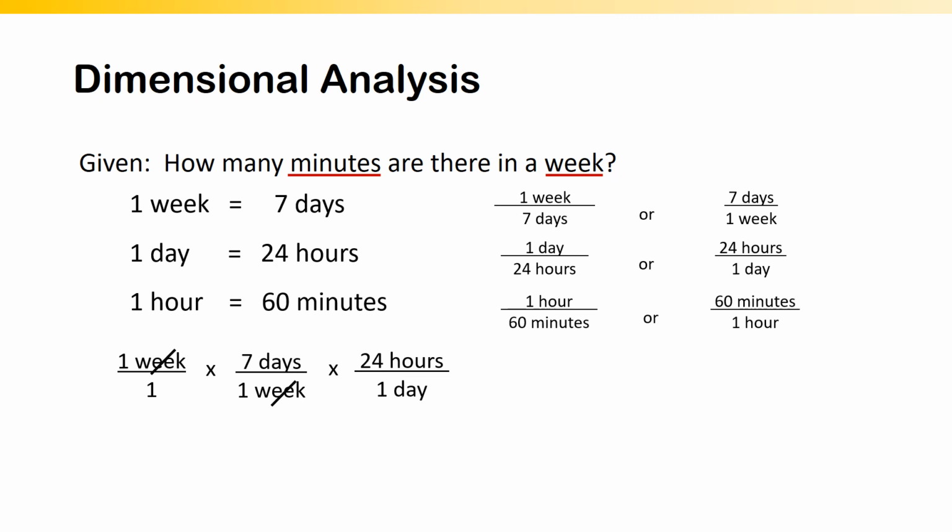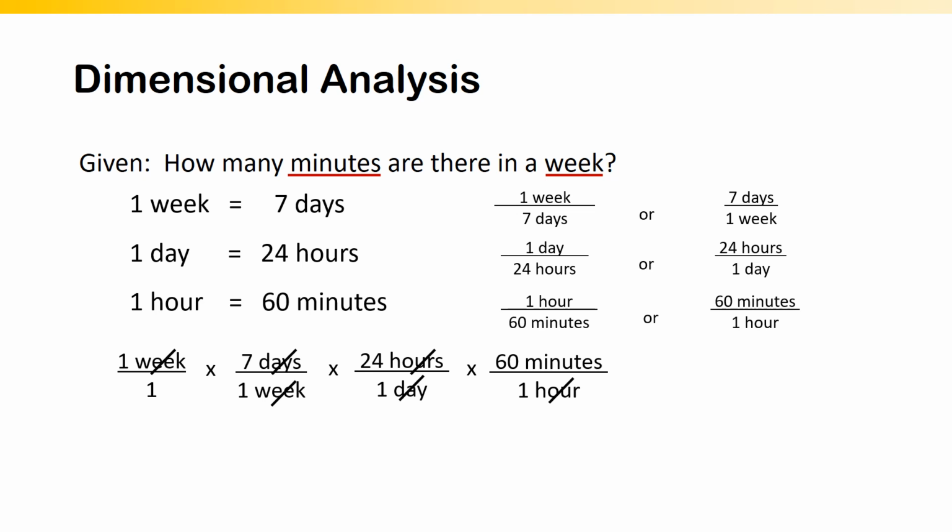All right, so with 24 hours over 1 day, we now have the ability to eliminate days. And in essence, we've now converted our original value of weeks into hours. Again, we don't want to stop here. We need to do this last conversion into minutes. So we're going to plug in 60 minutes over 1 hour, which allows us to eliminate the units of hours. And at last, we're at the point where we have the units that we seek, which are minutes.